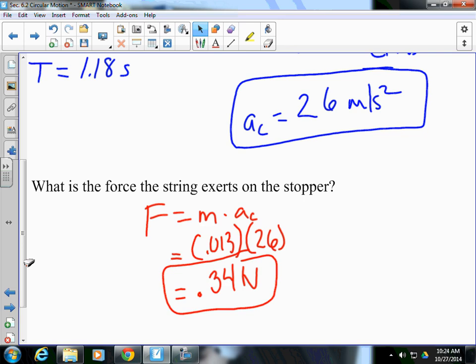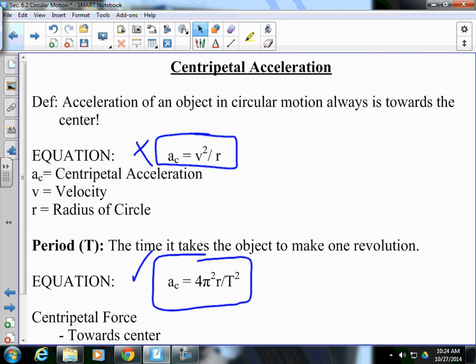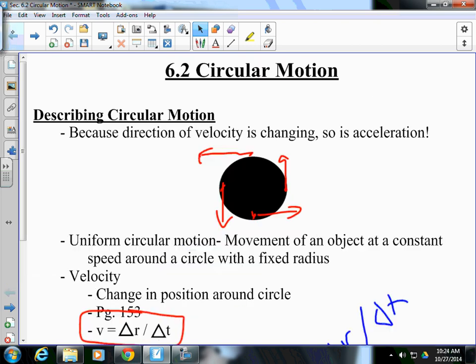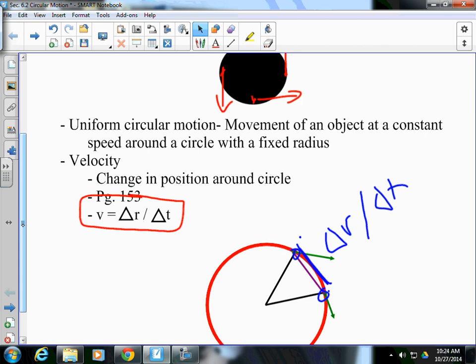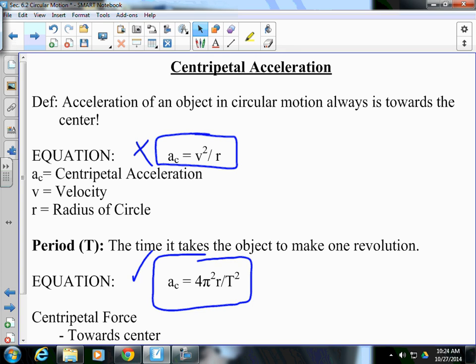So when we talk about centripetal acceleration, those are the three major equations we're going to focus on. We're going to focus on AC is equal to 4 times pi squared times r divided by t squared. We're going to focus on v squared divided by r. And occasionally, we might get the change in r divided by change in t, which will help us give velocity, which therefore can help us solve for centripetal acceleration. But that, in a nutshell, is centripetal acceleration.